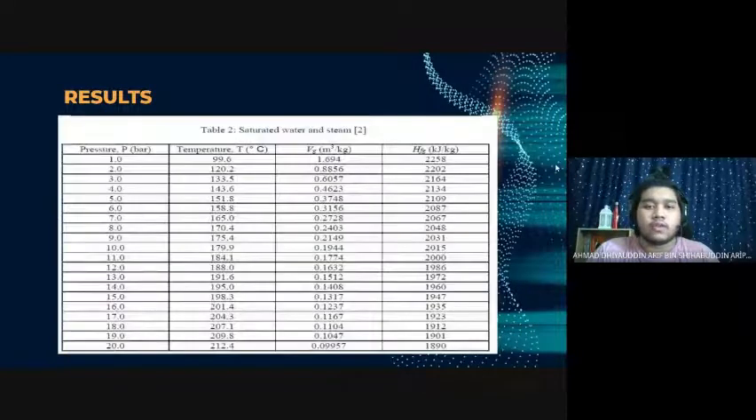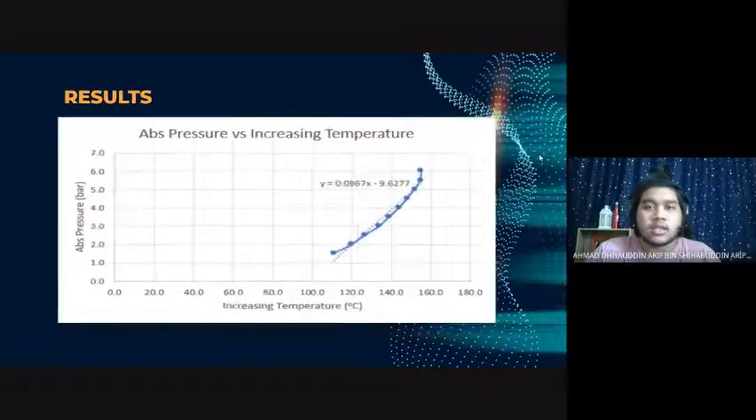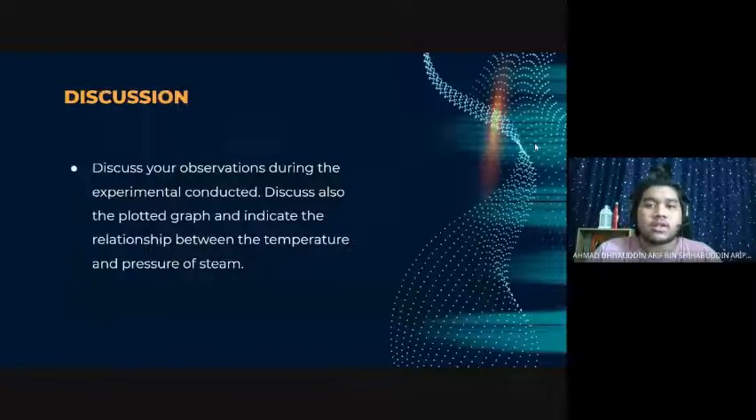Next, we will move on to the graph. This is the graph for absolute pressure versus decreasing temperature. And this is the graph for absolute pressure versus increasing temperature. Next, for discussion: discuss your observations during the experiment conducted. Discuss also the plotted graph and indicate the relationship between temperature and pressure of steam.